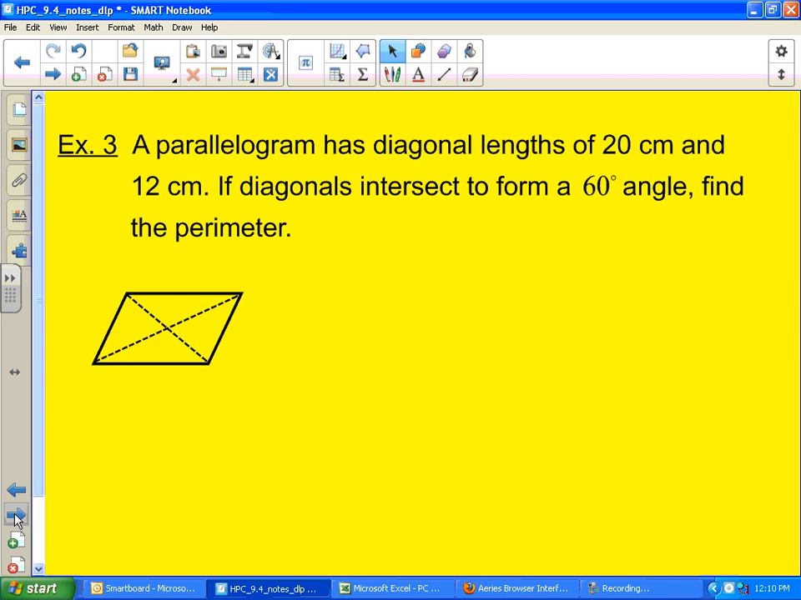All right, I'll leave you with this. We're going to stop it right here, see if the recording works. Probably not. Before we kill it though: a parallelogram has diagonal lengths 20 and 12. If they intersect to form a 60-degree angle, find the perimeter.